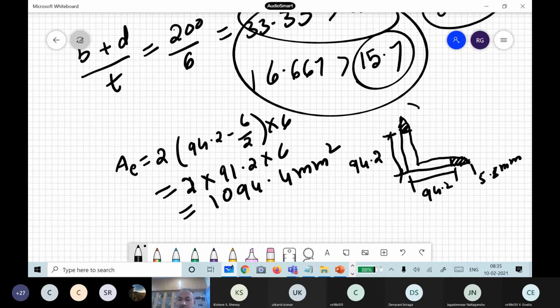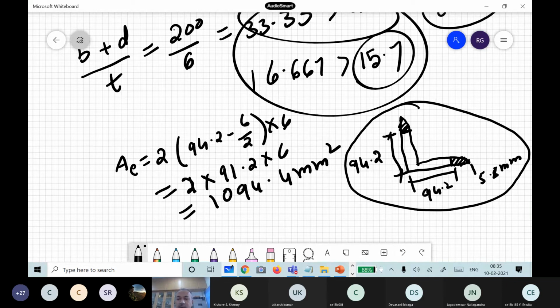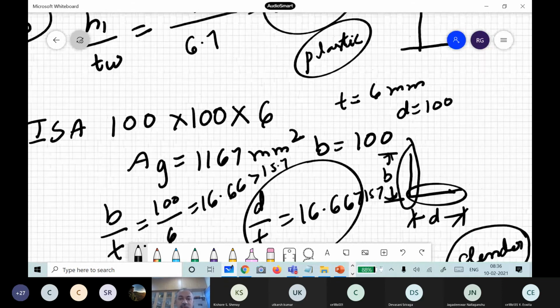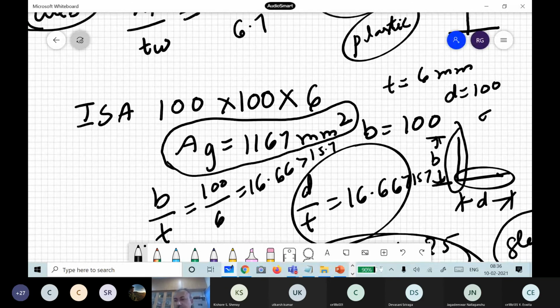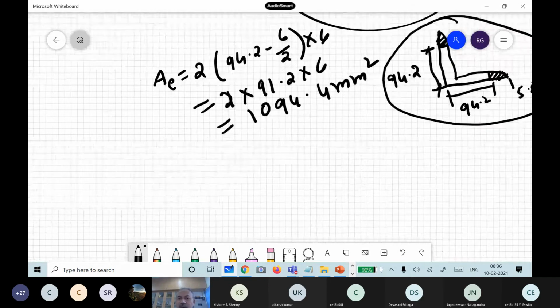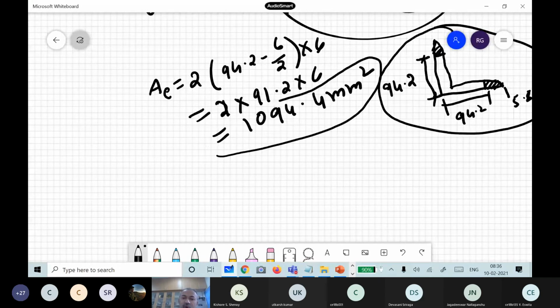So this is my section. What I am doing is I am not doing anything else. The original usable area was 1167 mm square. When I use sigma is equal to P by A, I used to plug 1167 in the original formula. But if I use the original area, there is a chance of local buckling. So I am just ignoring some portions of B and D such that my usable area is now not 1167 mm square. The effective area is 1094.4 mm square.